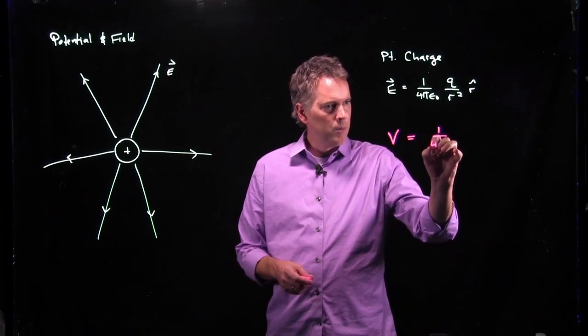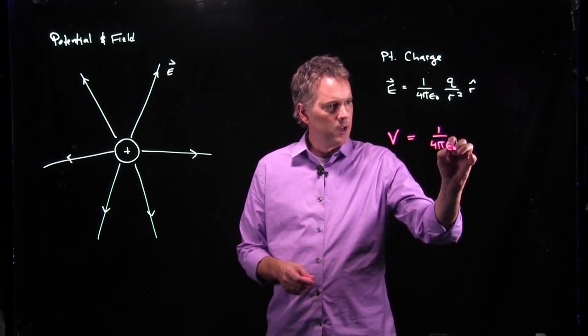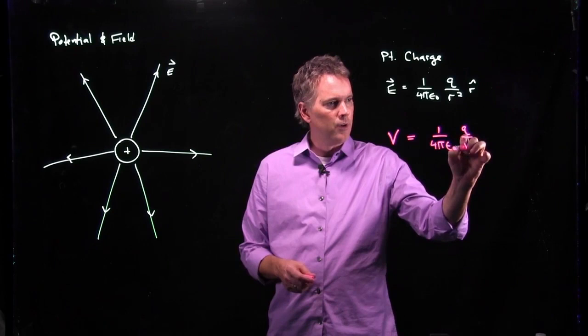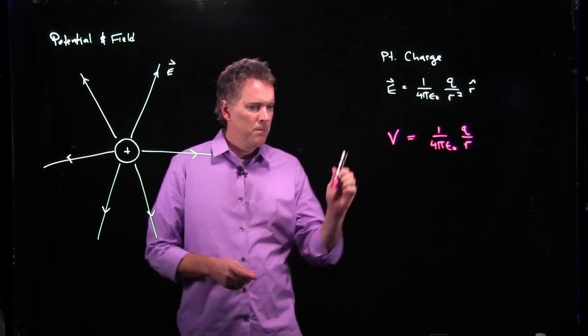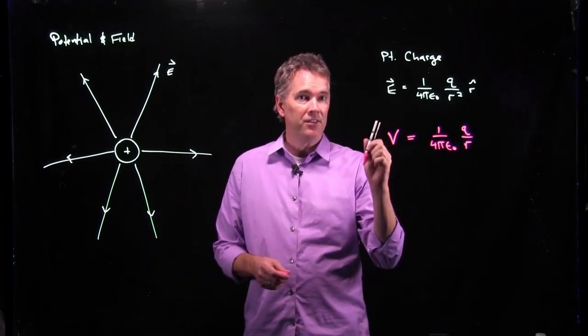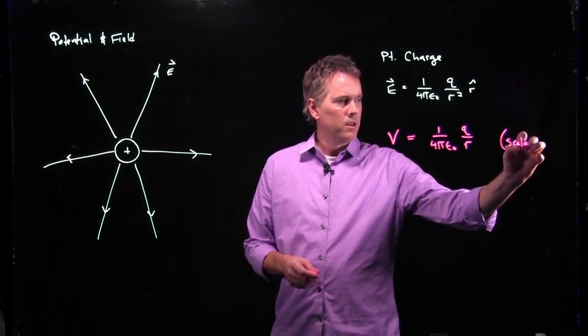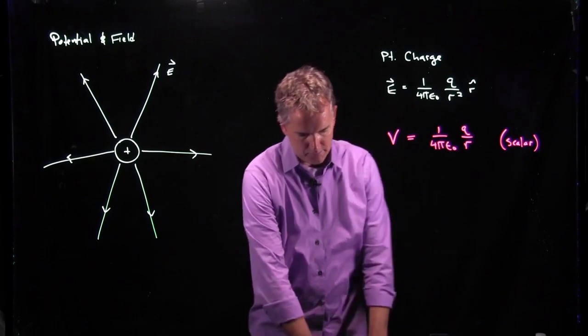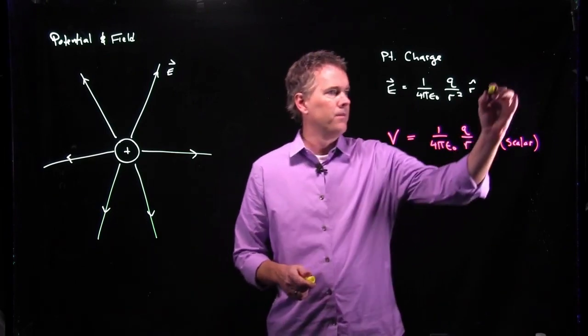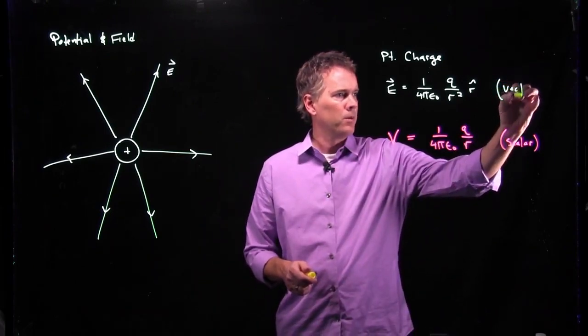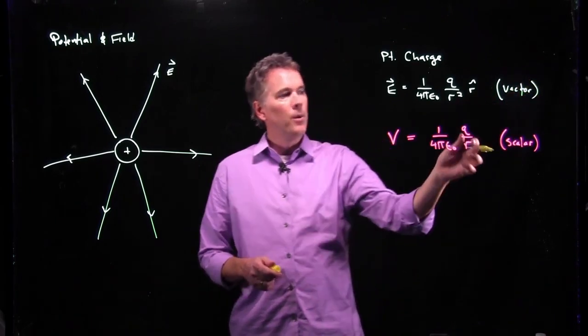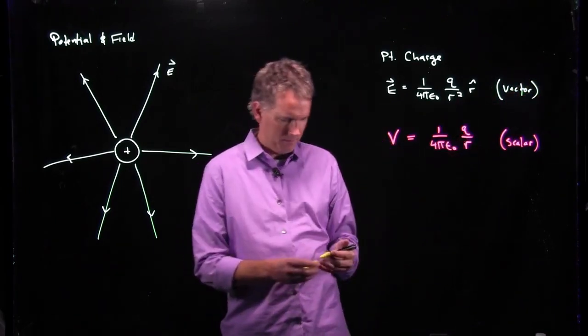Potential for a point charge V is given by the following. 1 over 4 pi epsilon naught Q over r. Okay, remember, this is a scalar, whereas the electric field is, of course, a vector. And that's why we have the r hat over there, and we don't have any vector sign on this side.